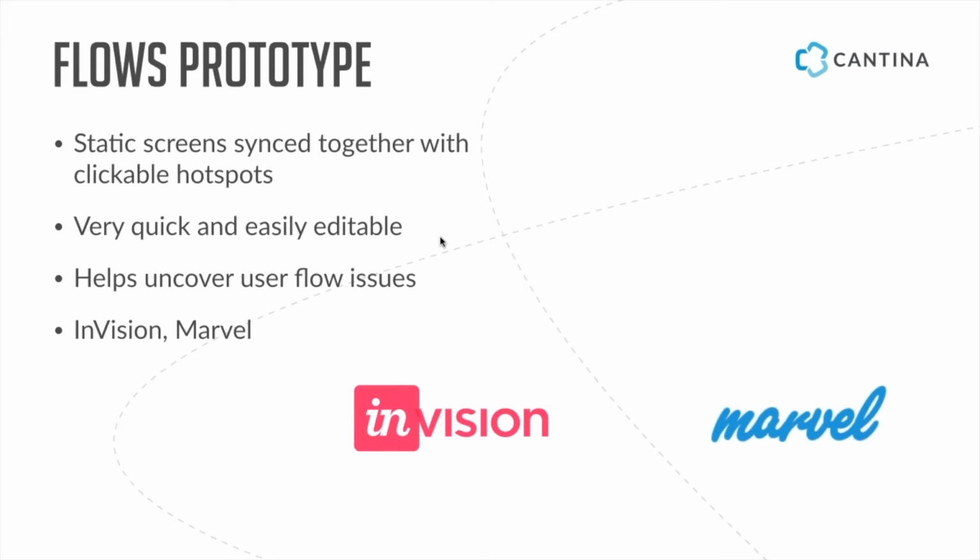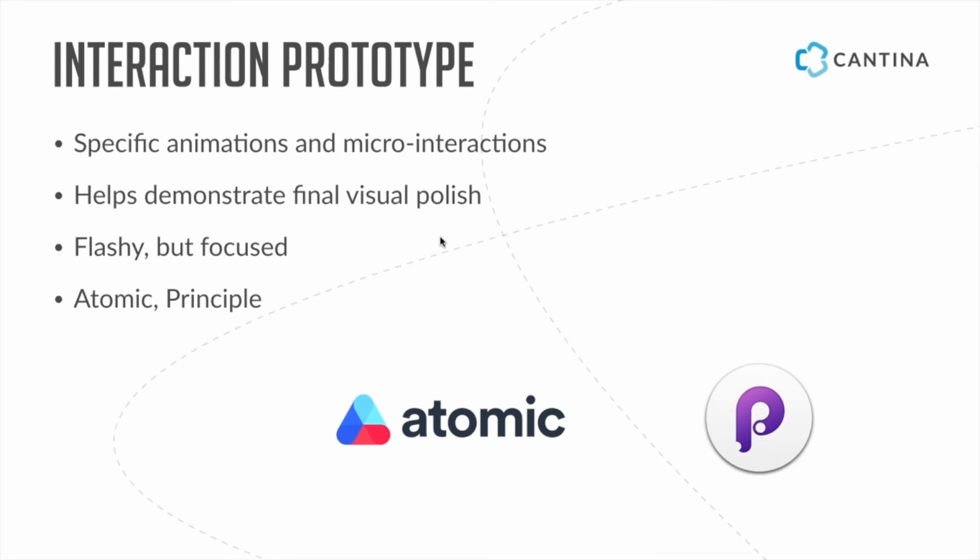A more precise type of prototype, and another one on our output list, is an interaction prototype. These are focused more on specific animations and micro interactions. They help to demonstrate final visual polish, say of how a menu slides open on a mobile app. And they tend to be flashy, but they're very focused. In an interaction prototype, you're not going to see a lot of different page views. You're going to be focused in more on how to get from page A to page B or open a menu or something along those lines.